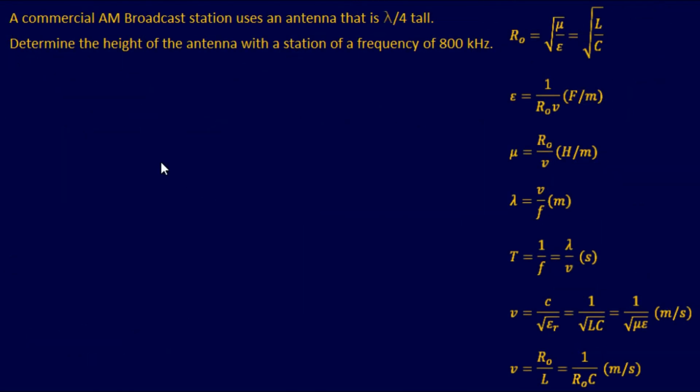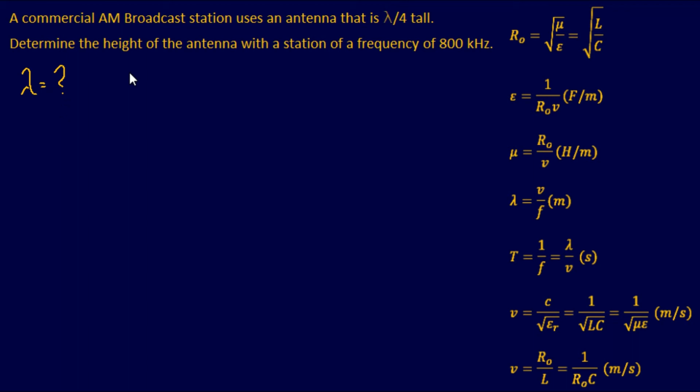For this example, this is going to be more relevant to what you're used to seeing. Now we can actually move into a few more difficult and more realistic problems. All right, so we have a commercial AM broadcast station that uses an antenna that is the wavelength divided by 4 tall. Okay? The height of the antenna, with a station frequency of 800 kilohertz. All right, so we're looking for the height for this particular problem. So in a sense, you're looking for the wavelength. That's what we're looking for.